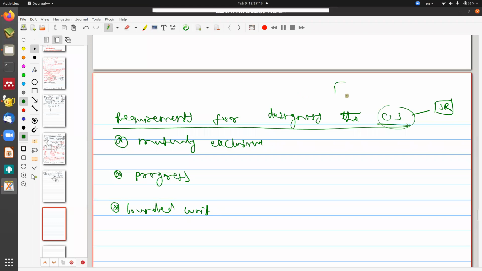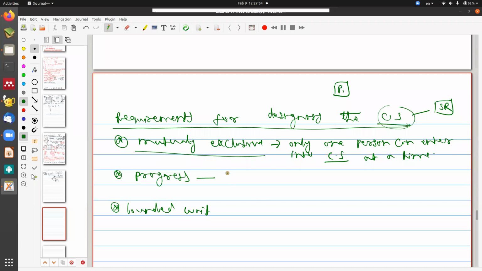My critical section has to be mutually exclusive, meaning only one person can enter into the critical section at a time, not more than one. You never allow that. If only P1 is present, P2 or anybody else cannot enter this area. That is the first requirement.